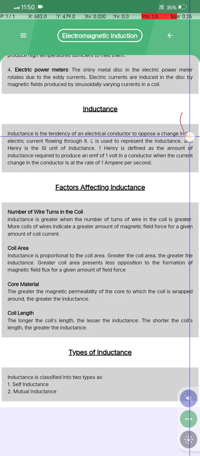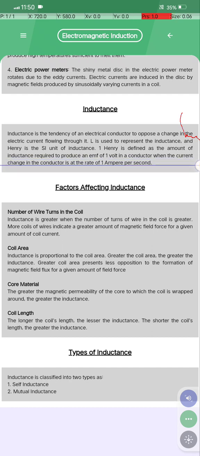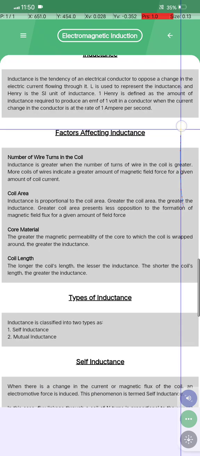Inductance is the tendency of an electric conductor to oppose the change in the current flowing through it. L is used to represent the inductance, and Henry is the SI unit of inductance. 1 Henry is defined as the amount of inductance required to produce an EMF of 1 volt in a conductor when the current is changed in the conductor at the rate of 1 ampere per second.